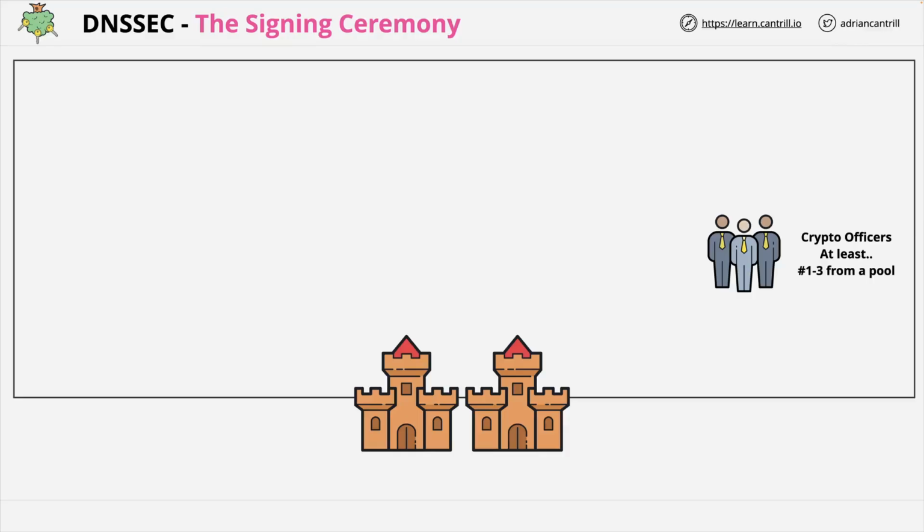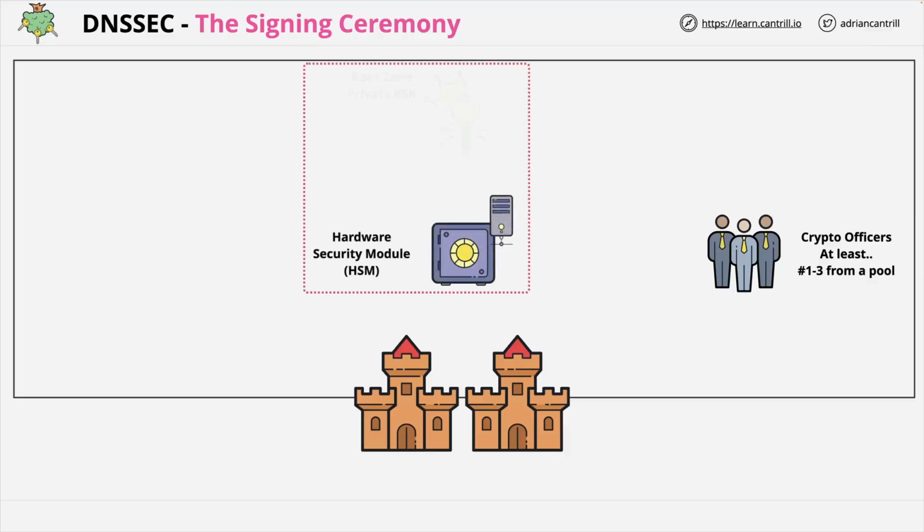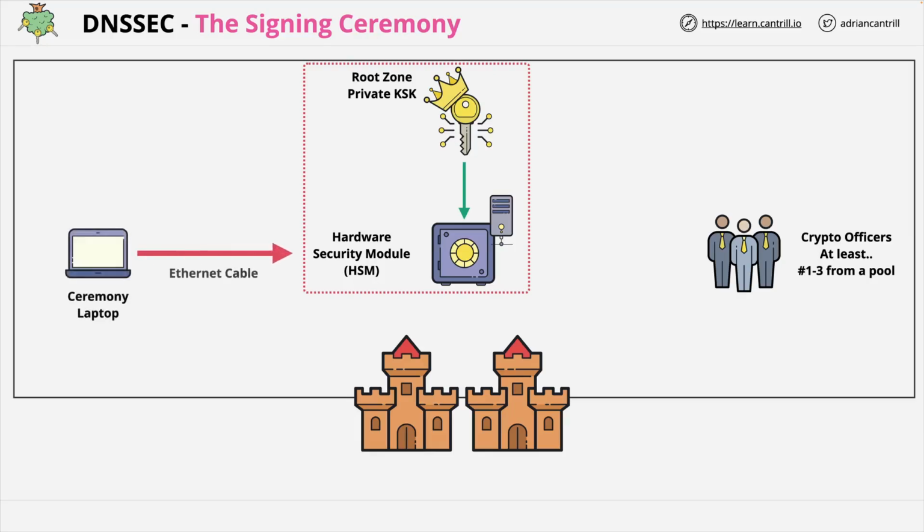The most important part of the whole process hardware-wise is the Hardware Security Module, or HSM, which is the hardware which contains the root zone private key signing key. This device is protected and can only be interacted with via the ceremony laptop, which is connected to the HSM over Ethernet, and this is only operated by the ceremony administrator. The laptop has no battery and no storage. It's designed to be stateless and only used to perform the ceremony and not store any data afterwards.